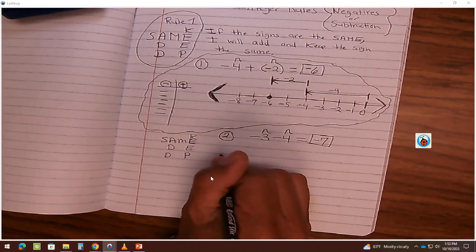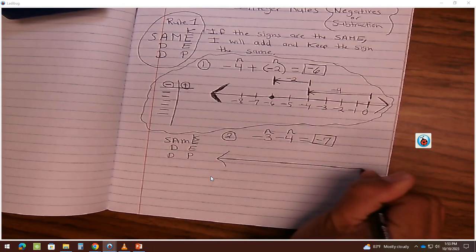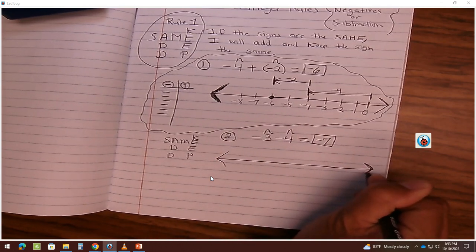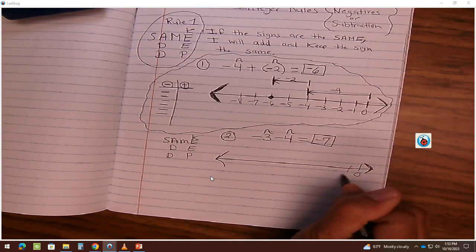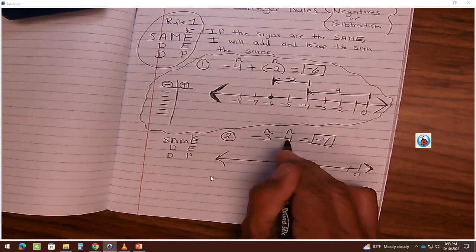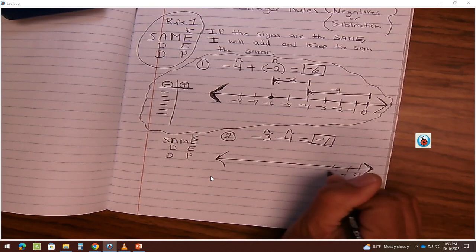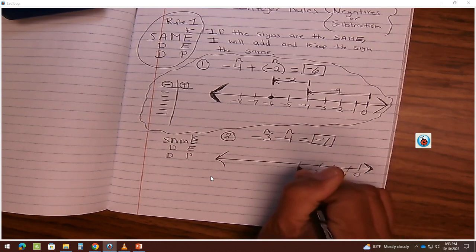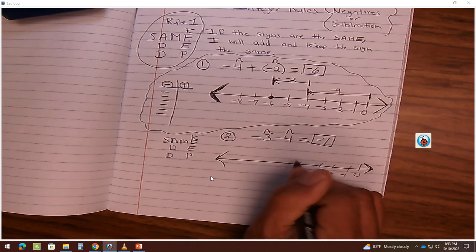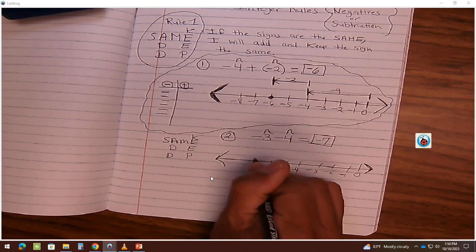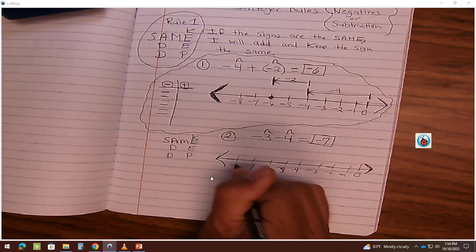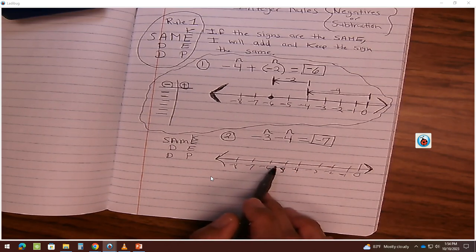To prove that this makes sense, let's draw a number line again. As you can see, it's going to make sense. I need at least 7 because, look, 3, 4, 7. I need at least 7. So -1, -2, -3, -4, -5, -6, -7. At least -7. I like to always put an extra one.